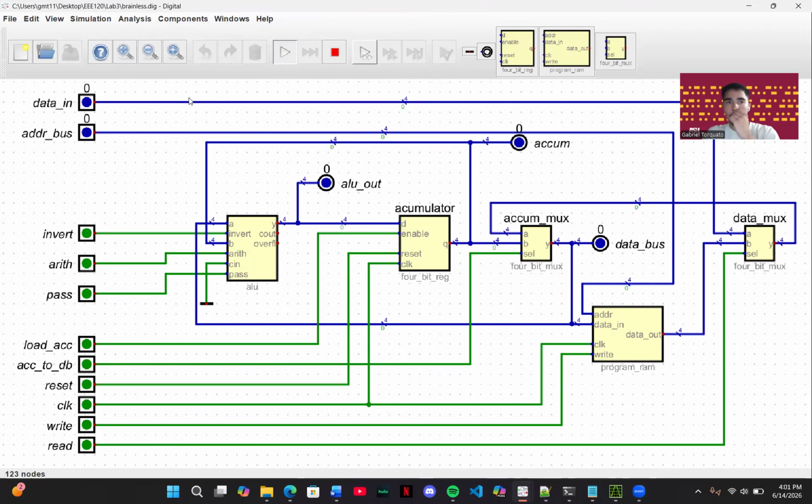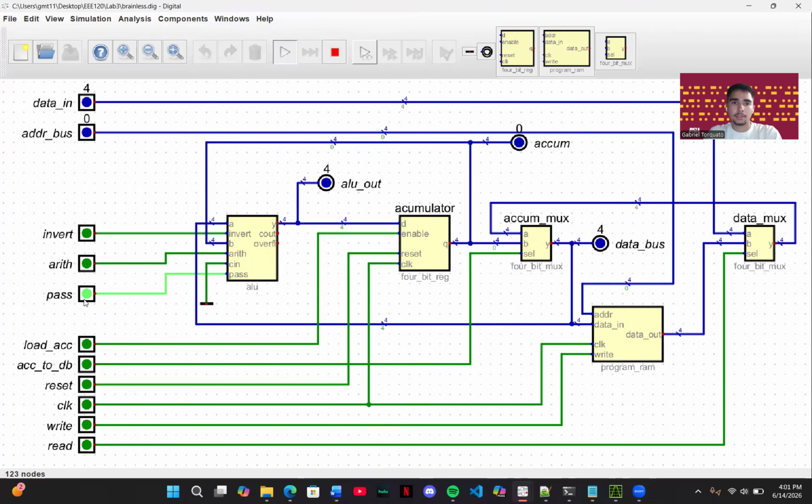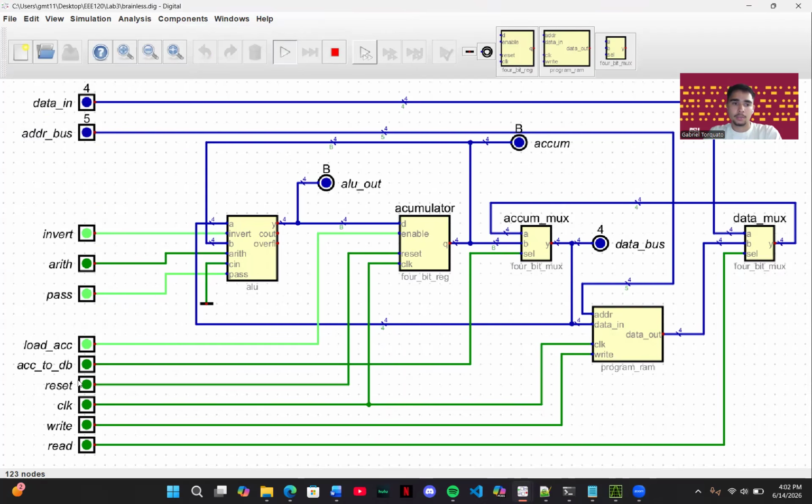We can just do a little test here. We'll put in some data, pass it through here, maybe invert it, and then we'll load it into the accumulator. And there we go. Now we have 0 in the accumulator. Let's store that in the spot. We can turn all this off.